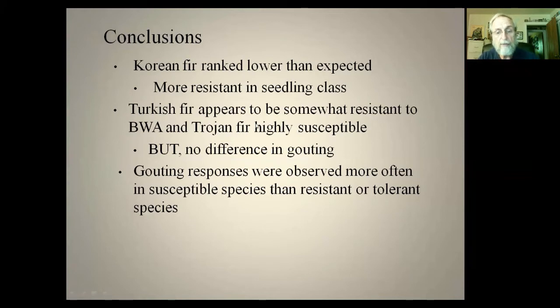Turkish fir appears to be somewhat resistant, and the Trojan fir highly susceptible. But there was no differences in the gouting. The gouting responses were observed more often in susceptible species than resistant or tolerant species.